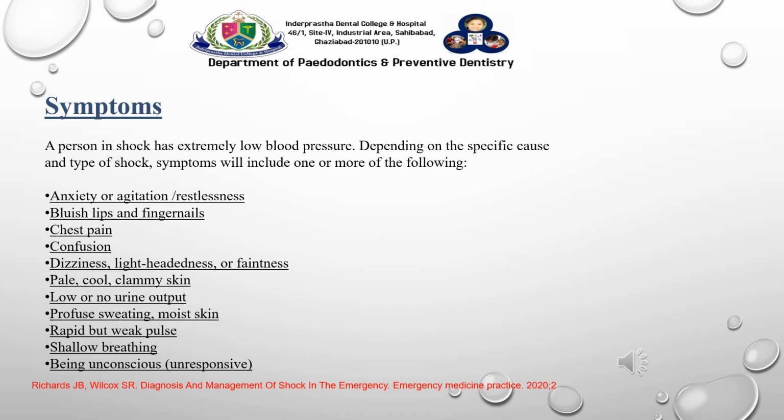When a person undergoes shock, he presents with many symptoms that can include anxiety, agitation, restlessness, bluish lips, chest pain, confusion, dizziness, lightheadedness, faintness, limbs becoming cool and clammy, paleness of the skin, low or no urine output, profuse sweating, moist skin, rapid but weak pulse, shallow breathing, unconsciousness or unresponsiveness.